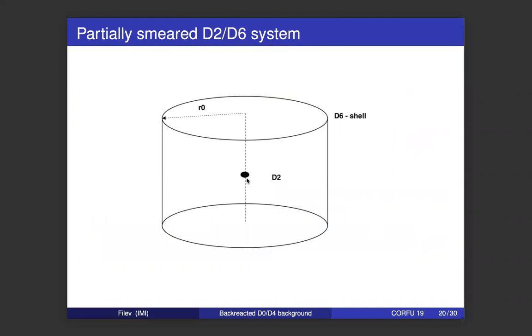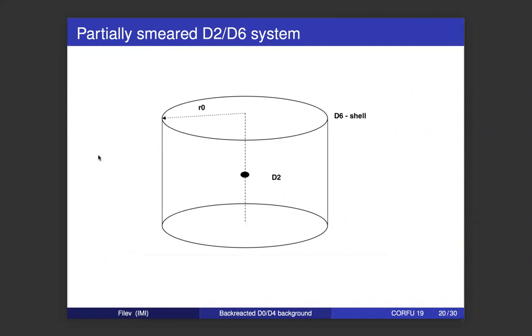This is how it is represented here. You have the D2 branes, you separate the D6 branes, and then you smear them. This circle here represents a two-sphere, right? And then you have this cylinder, and you know the solution inside the cylinder, and in this case, you also know the solution outside the cylinder.